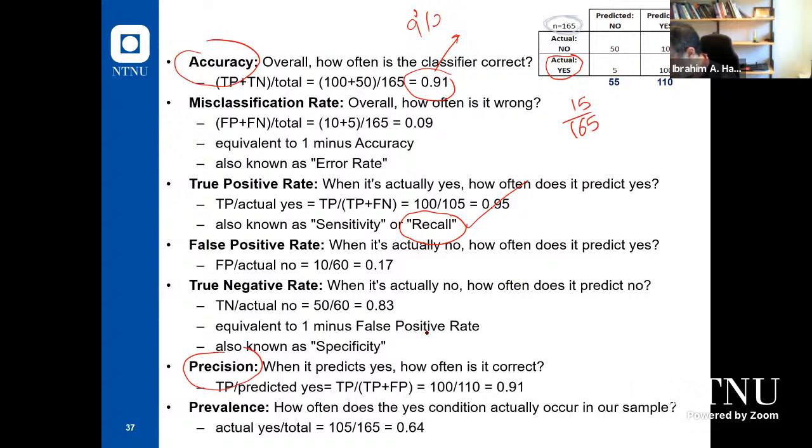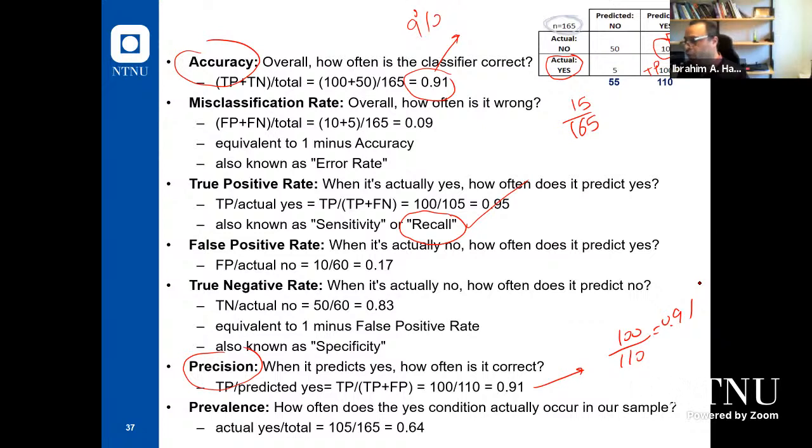Precision is when the model predicts yes, how often it is correct. In the yeses here, the model is predicting 100 times plus 10 times, but those 10 times are not correct. Those are false positives. This one is a true positive. So the precision is true positive divided by true positive plus false positive. Here it will be 100 divided by 110, so it will be about 0.91 or 91%. Those numbers are very, very important.